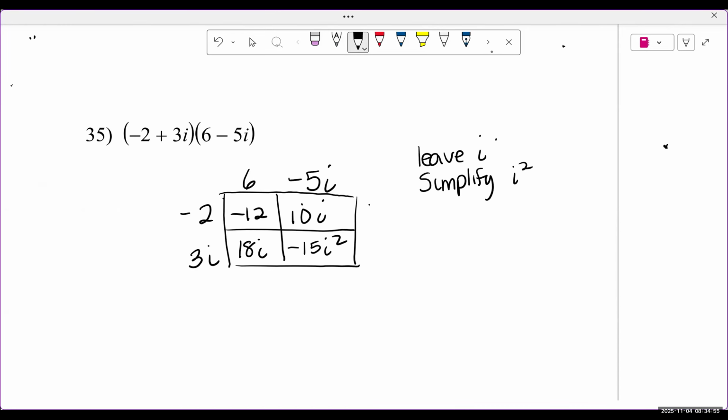So now we are going to leave any i's that we have and treat them as variables, but simplify i squared. So i squared is -1. This is -15 times -1, which is +15. So now combine like terms, 3 plus 28i.